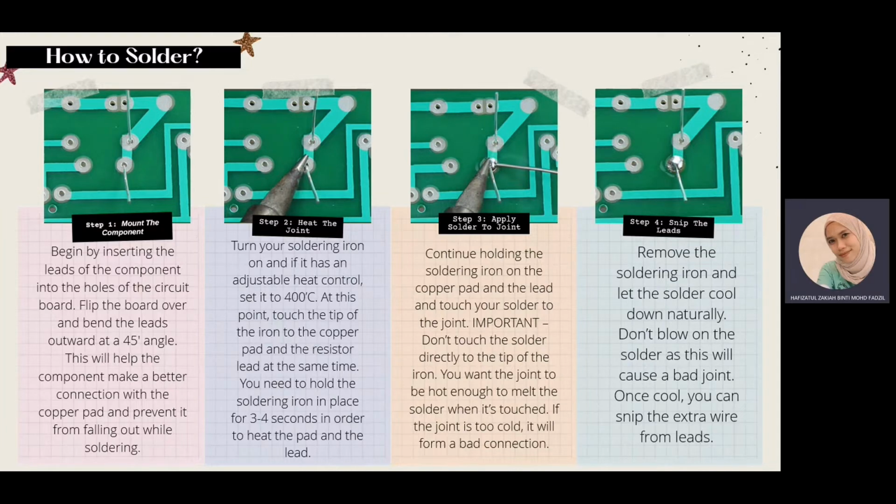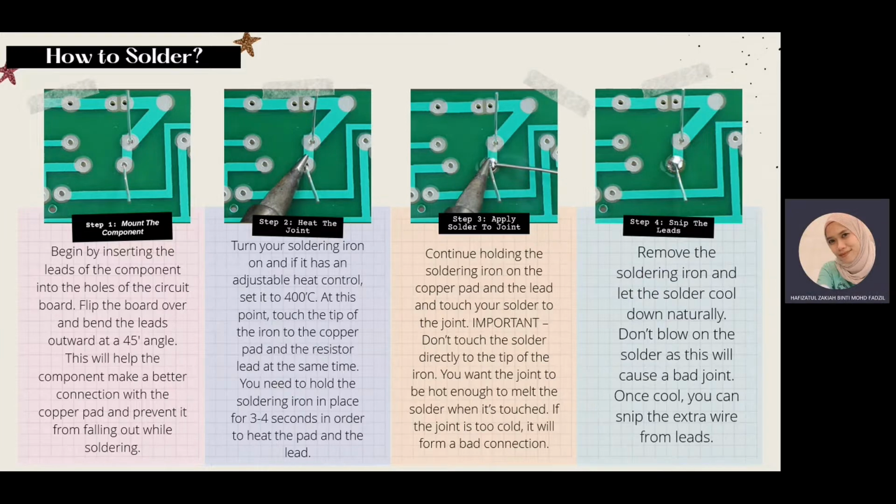Turn your soldering iron on and if it has an adjustable heat control, set it to 400 °C. At this point, touch the tip of the iron to the copper pad and the resistor lead at the same time. You need to hold the soldering iron in place for 3 to 4 seconds in order to heat the pad and the lead. Step 3.